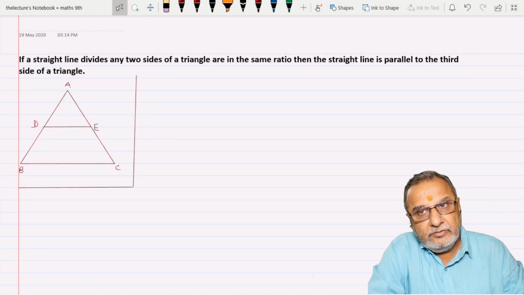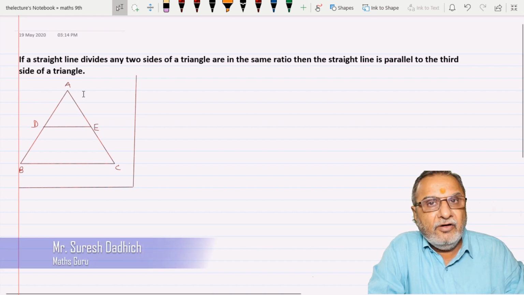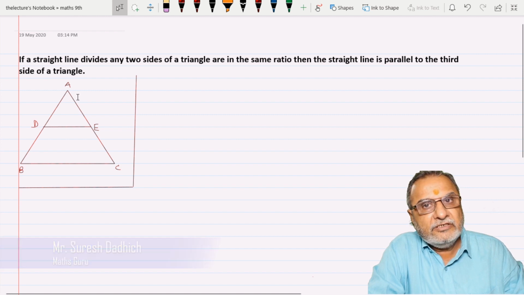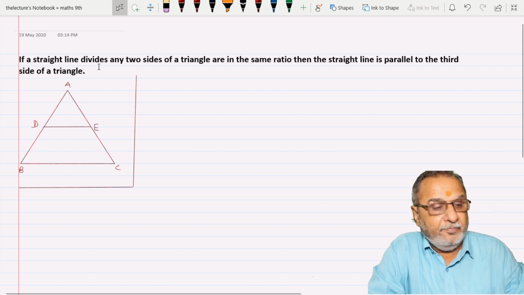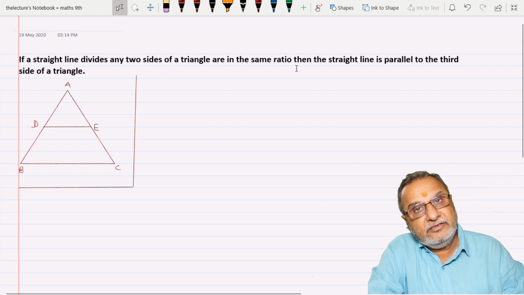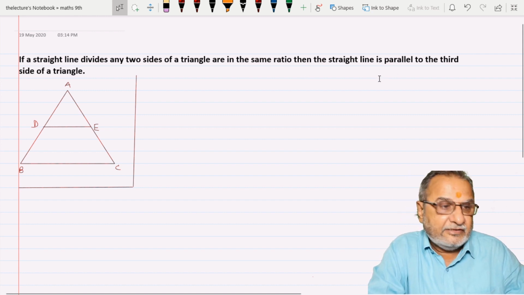Yes, dear student, now we are proving the theorem, the Converse of Thales theorem, and we can call it the Converse BPT. The statement is: if a straight line divides any two sides of a triangle in the same ratio, then the straight line is parallel to the third side.